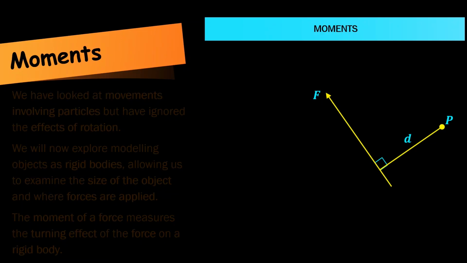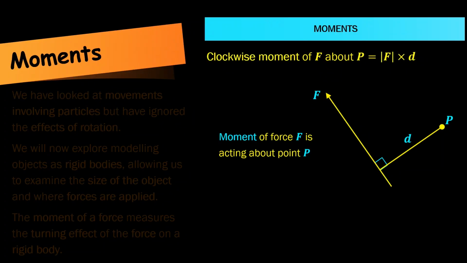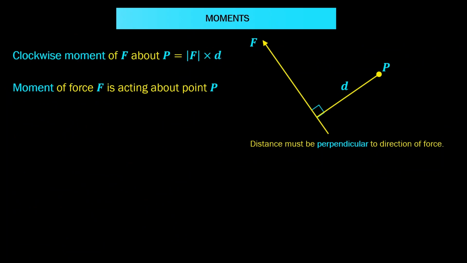So if we consider this diagram here, we have that the clockwise moment of F about the point P is equal to mod F times d, which is the perpendicular distance from P to the force F. And here, of course, the moment of the force F is acting about the point P. Sometimes the perpendicular distance is not given.